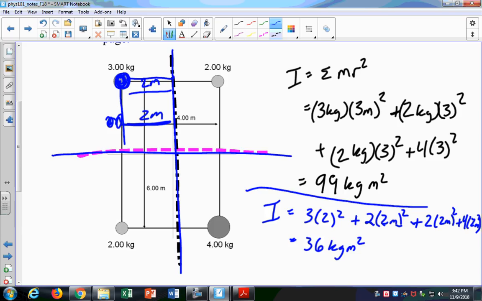And the 3 meters came from where? 3 meters, right here, we were going around this axis, and this distance then is 3 meters.